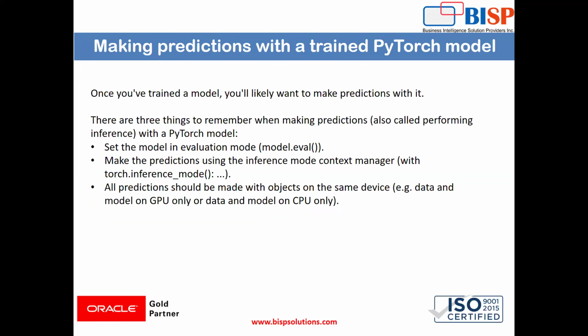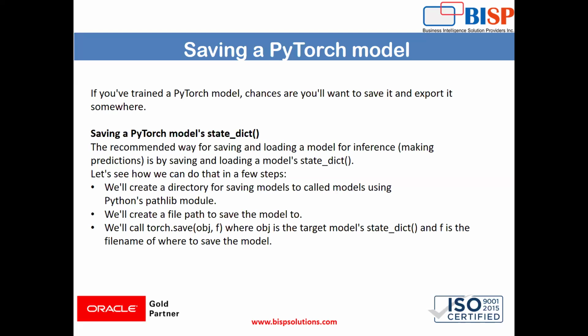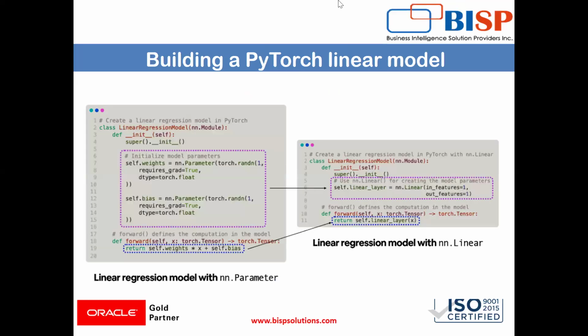So in this way we train the model. After that, saving a PyTorch model: state_dict, right? This is the function that we use. We will create a directory for saving models, called models, using the Python pathlib module. So we will create a file path to save the model. Once the model is created, then we save it. That's it. Now look at this, building a PyTorch linear model. Now the linear regression model.